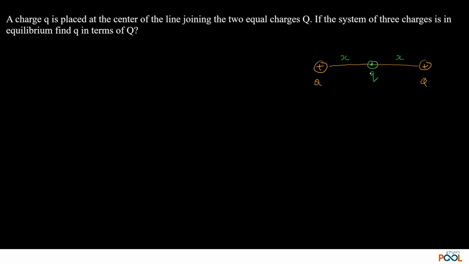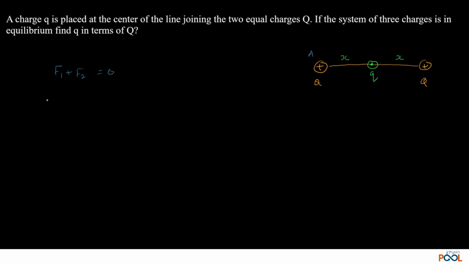Three charges are given. The question says the three charge system is in equilibrium. That means the total force acting on these charges will be 0. For example, let me take the charge at the point A. How many forces are acting on the charge at the point A? There will be two forces, right? One due to this capital Q and the other force due to the small q kept at the center. So there will be two forces acting on the charge at the point A. And as per the question, F1 plus F2 is going to be 0.